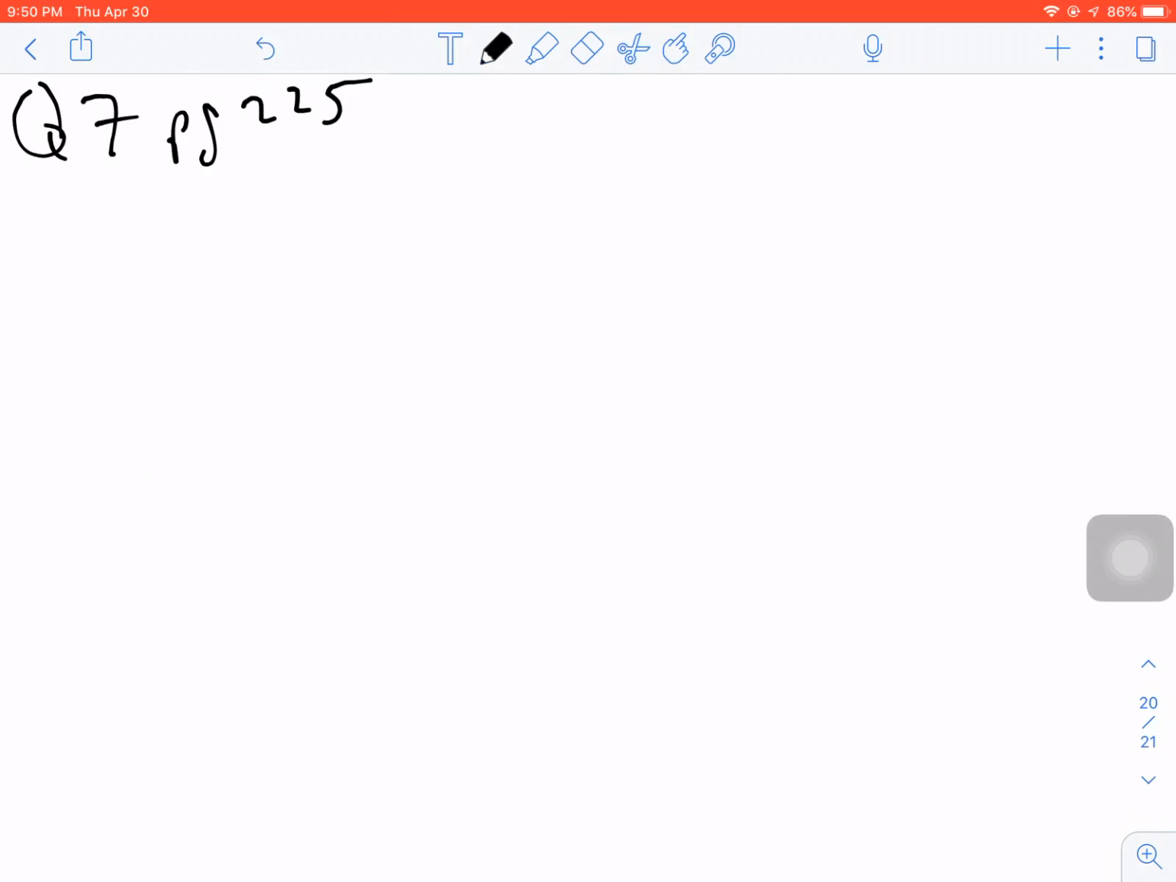Okay, so question 7 says, iron ore hematite is Fe2O3. It's an important source of iron on Earth. The iron is extracted from hematite using carbon monoxide. So the reaction is this. Fe2O3 is hematite. It's a mineral, a naturally occurring mineral. You find it all over the world.